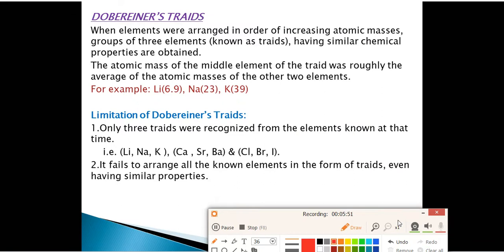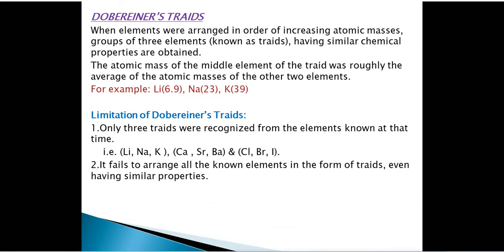Döbereiner arranged three elements in the order of increasing atomic masses, and he found that the atomic mass of the middle element was the average of the atomic masses of the other two elements. Now, there were some limitations to Döbereiner's triads. So what were the limitations? The first limitation was that only three triads were recognized from the elements known at that time. Very few elements were known then, and even among them Döbereiner found only three triads.